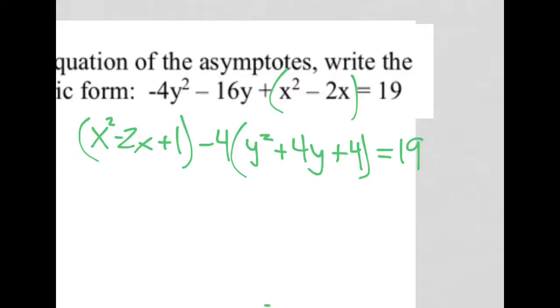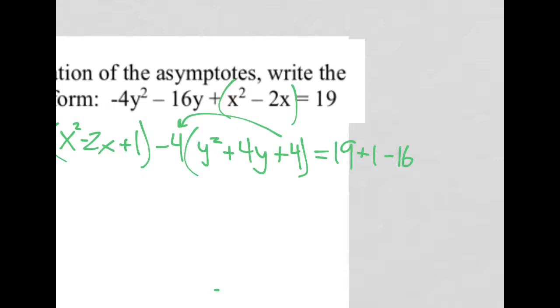So on the left, I added the 1 to complete my x square, and I added 4 inside the parentheses to complete my y squared, so that means I actually took 4 times negative 4 out front, which means I need to subtract my 4 times 4. So minus 16 right there. On the right, 19 plus 1 is 20, minus 16 is 4.